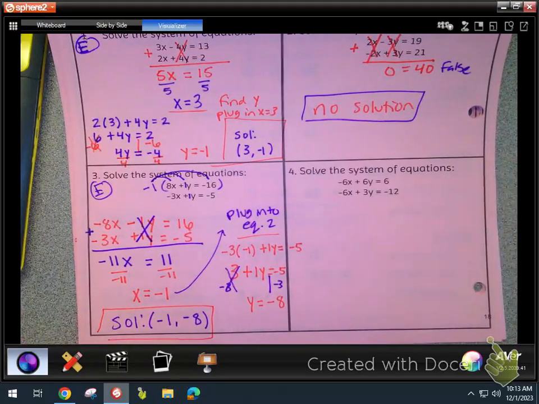I would like you guys to try number 4. When you finish number 4, show it to me or coach. You can pack up your stuff, study for biology, whatever you need to. We are going to continue elimination on Monday.